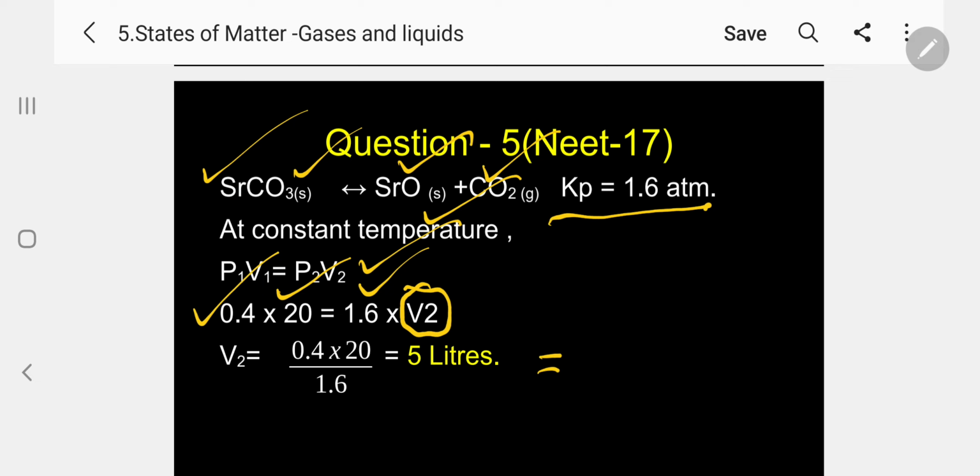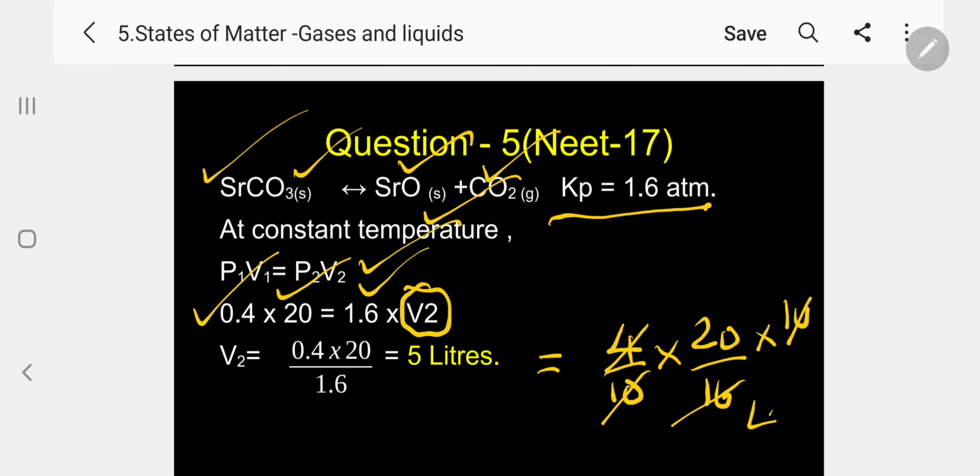Whenever dividing, this trick you must know. Don't keep any fraction and do it. So I will write 0.4 as 4 by 10, into 20. And I am writing 1.6 as 16 by 10. The trick here is, whenever there is a fraction, on the opposite side you add a 10 for 1 decimal, 100 for 2 decimals, 1000 for 3 decimals, like that. So 10 cancels and 4 times, so automatically the answer will be 20 by 4, 5 liters. Very easily you can calculate.